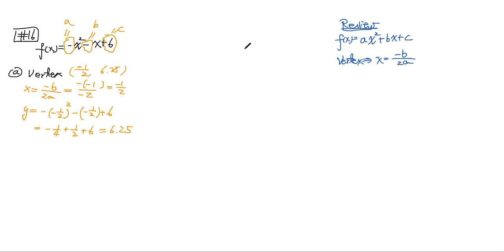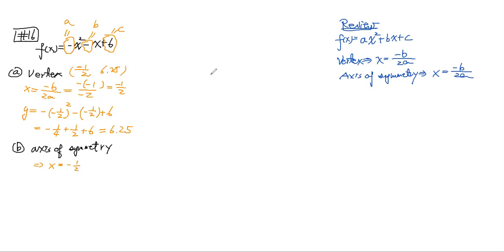Okay, so now the axis of symmetry. Let's do the review. The axis of symmetry will just be x equal to negative b over 2a. So in here, we know the axis of symmetry will just be at the x value of the vertex. So it's -1/2.